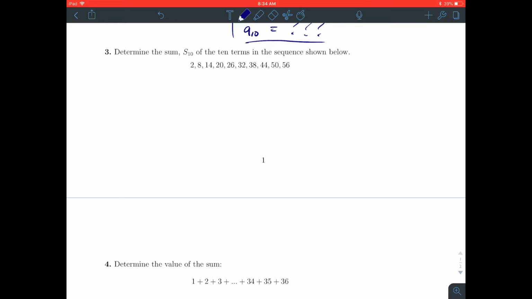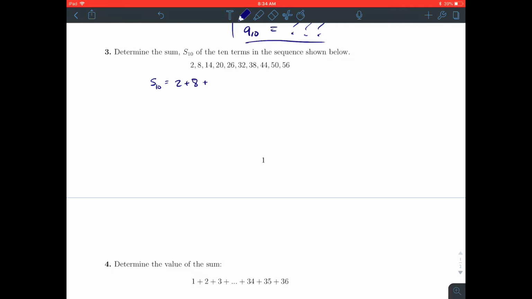So determine S sub 10, determine the sum S sub 10 of the 10 terms in the sequence shown below. So one way to do this is to actually add these all up in your calculator, but that's not very clever, and it might take me some time. So we learned in class a clever way to do this.